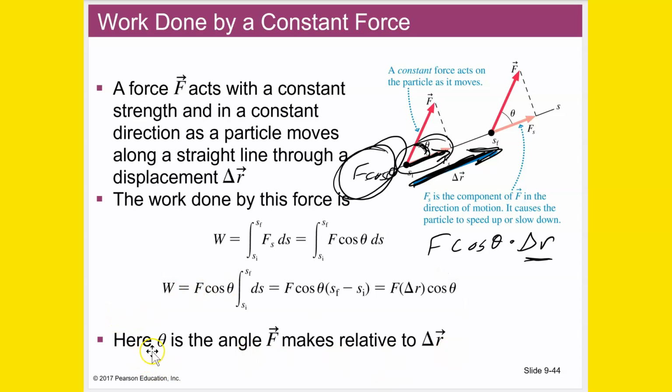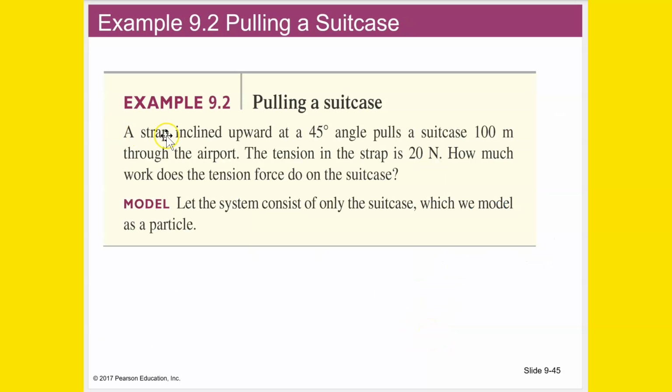All right, here notice that theta is defined as the angle that F, the force vector, makes with the delta R vector. All right, example 9.2. A strap inclined upward at a 45-degree angle pulls a suitcase 100 meters through the airport. The tension in the strap is 20 newtons. How much work does the tension force do on the suitcase?